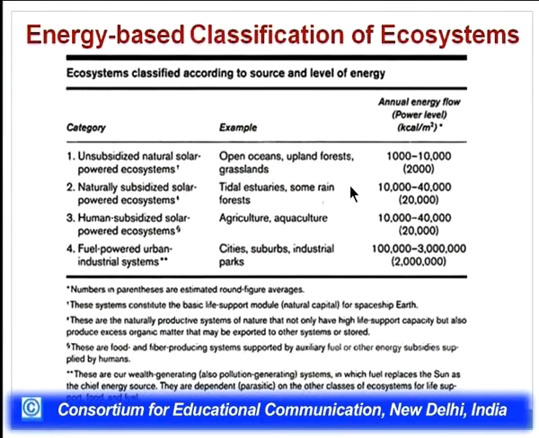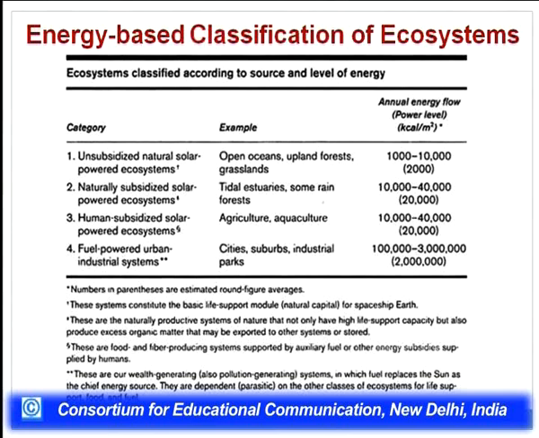These systems constitute the basic life support models for spaceship Earth, the natural capital which we have been talking about. The second and third categories fall under the subsidized solar powered ecosystems. There the primary energy source is the sun, but apart from that there are other auxiliary or subsidized sources of energy. They can be further divided into natural subsidized solar powered ecosystems and human subsidized solar powered ecosystems.